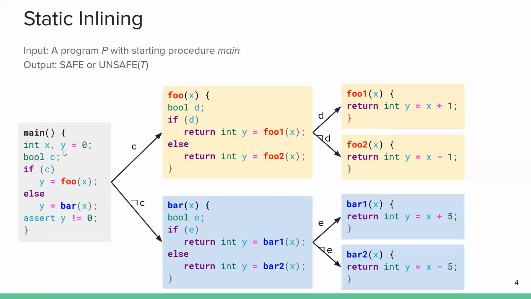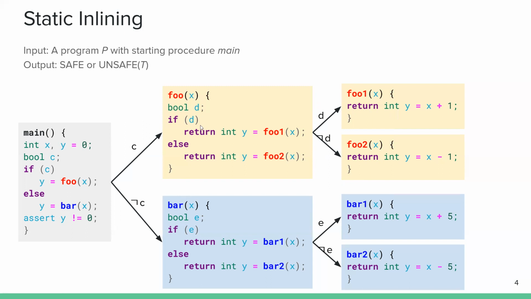In the starting procedure, we initialize two local variables x and y to 0. We have a boolean variable. If the boolean variable is true, then we call some function foo on x. Otherwise, we call bar on x, and then we assert the negation of the property, which is y not equal to 0. We also show the function bodies of foo and bar here.